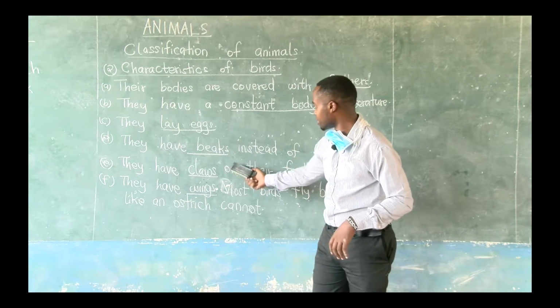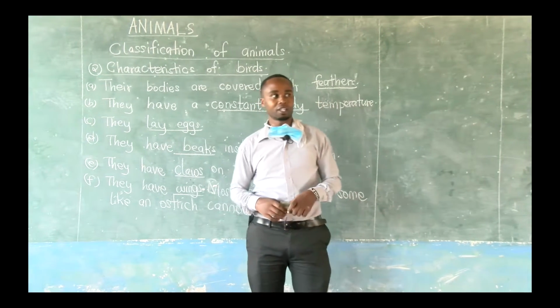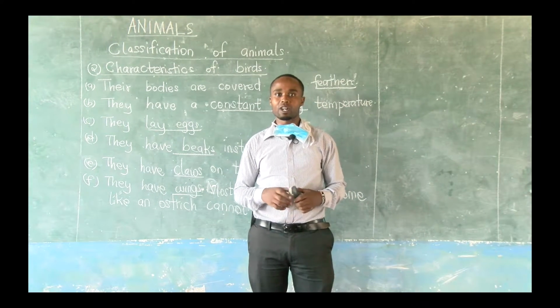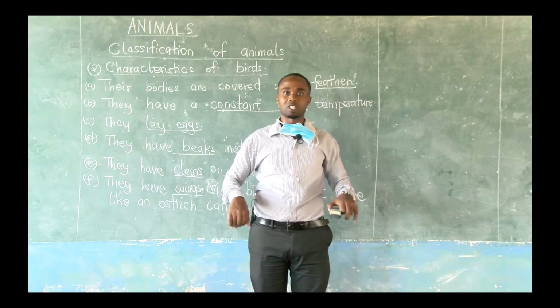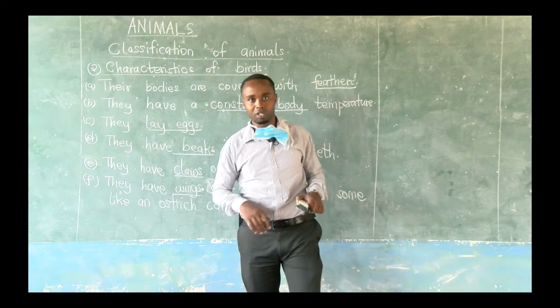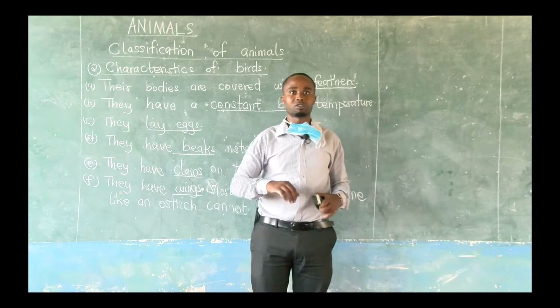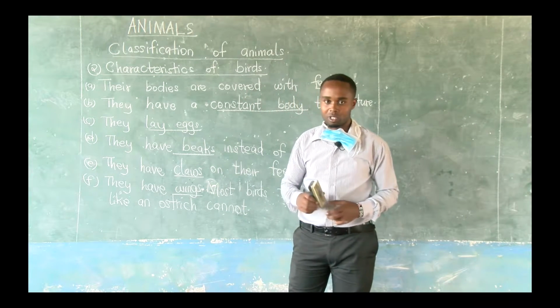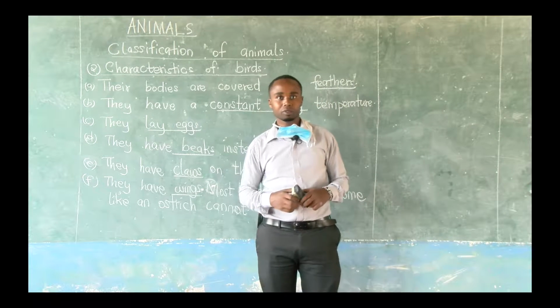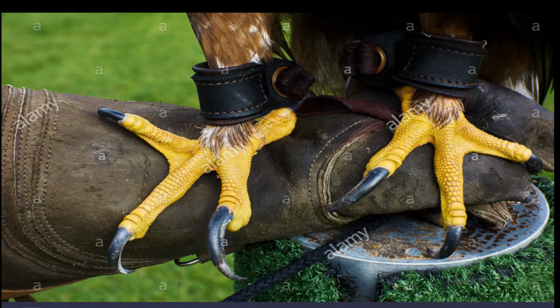Then another characteristic, they have claws. When you look at their feet, they don't have fingers, they don't have toes, they have claws. That is what they use when scratching, searching for food. So they have claws, and others they use them to tear out flesh or meat when eating. So look at the picture on your screen. You see the claws that I'm talking about. Yes, those are the claws.